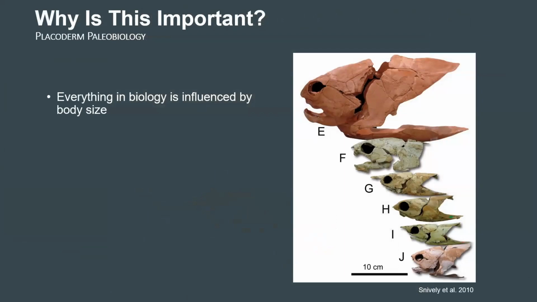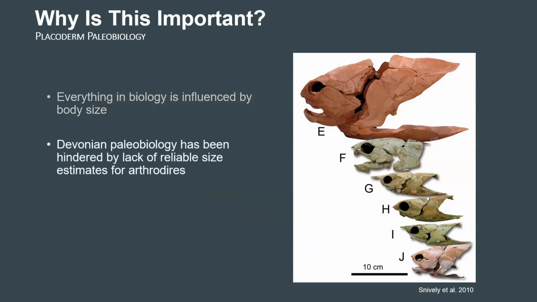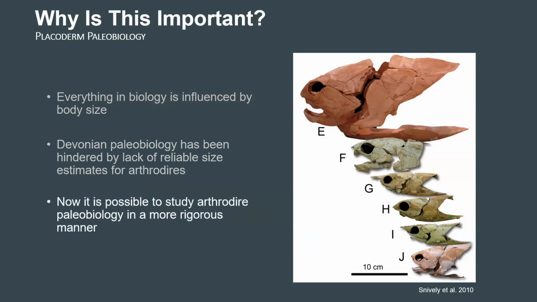So why does this matter? Why have I been ranting to you about the size of a dead fish for the past 45 minutes? Well, like I mentioned before, everything in biology is influenced by body size. Devonian paleobiology, and Arthrodira specifically, has lagged behind almost every other group of fossil vertebrates, mostly due to the fact that these things don't have reliable body sizes. There's tons of studies you just cannot apply to these things because you have no way to actually get an idea of how big they were. And, well, now we can actually study Arthrodira paleobiology in a much more rigorous fashion.